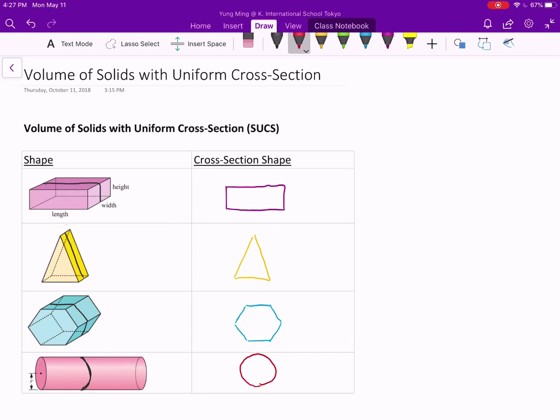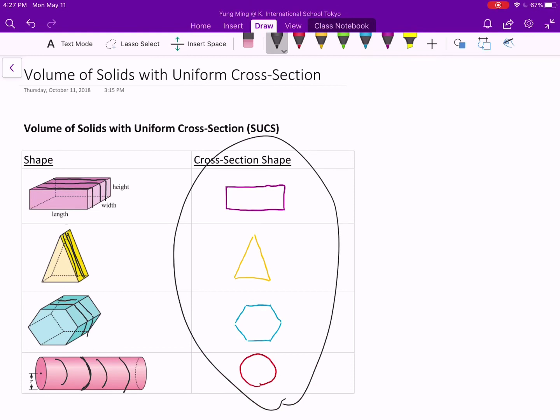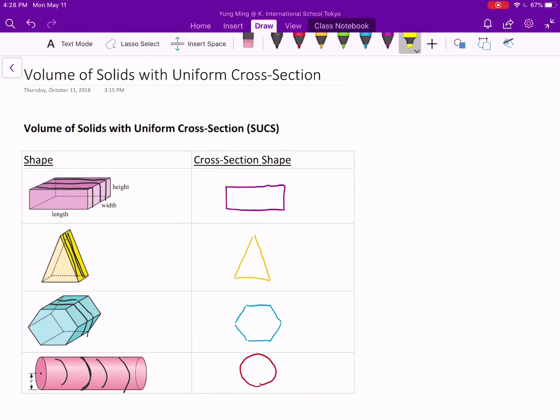So what does that mean is, it doesn't really matter where you cut it, right? You can cut it right in the middle, or you can cut it here, or you can cut it here, for example. But no matter how you cut it, as long as you're cutting the same direction, you're always going to get the same cross-section on the side. And same here for triangles, and same here for the hexagon, and same here for the circles. So for these kind of shapes, we get that very special name called solids with uniform cross-section. Okay, SUCS. And for these shapes, their volume is quite easy to find out.